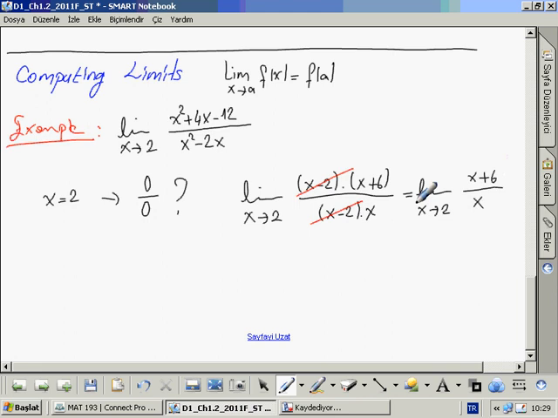So upon factoring, we saw that we could cancel an x minus 2 from both the numerator and the denominator, as you see. And upon doing this, we now have a new rational expression that we can plug x equals 2 into. So x equals 2, you will see, it will be 2 plus 6 over 2, and it's equal to 4. Now, note that this is in fact what we guessed the limit to be, okay?